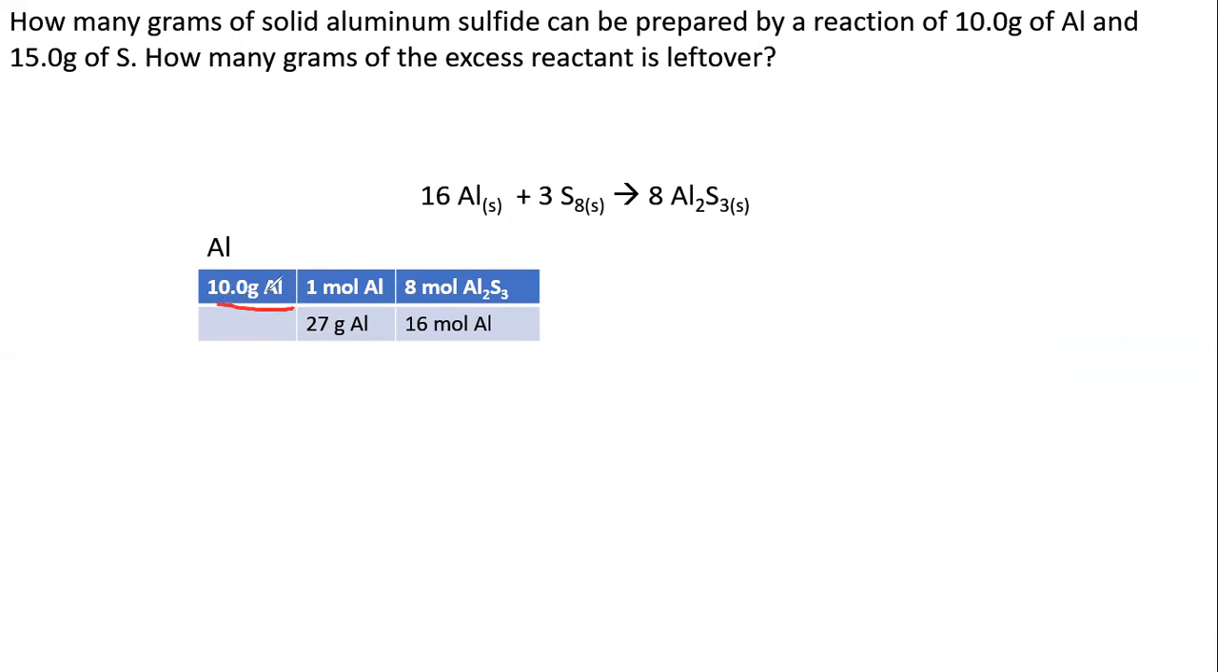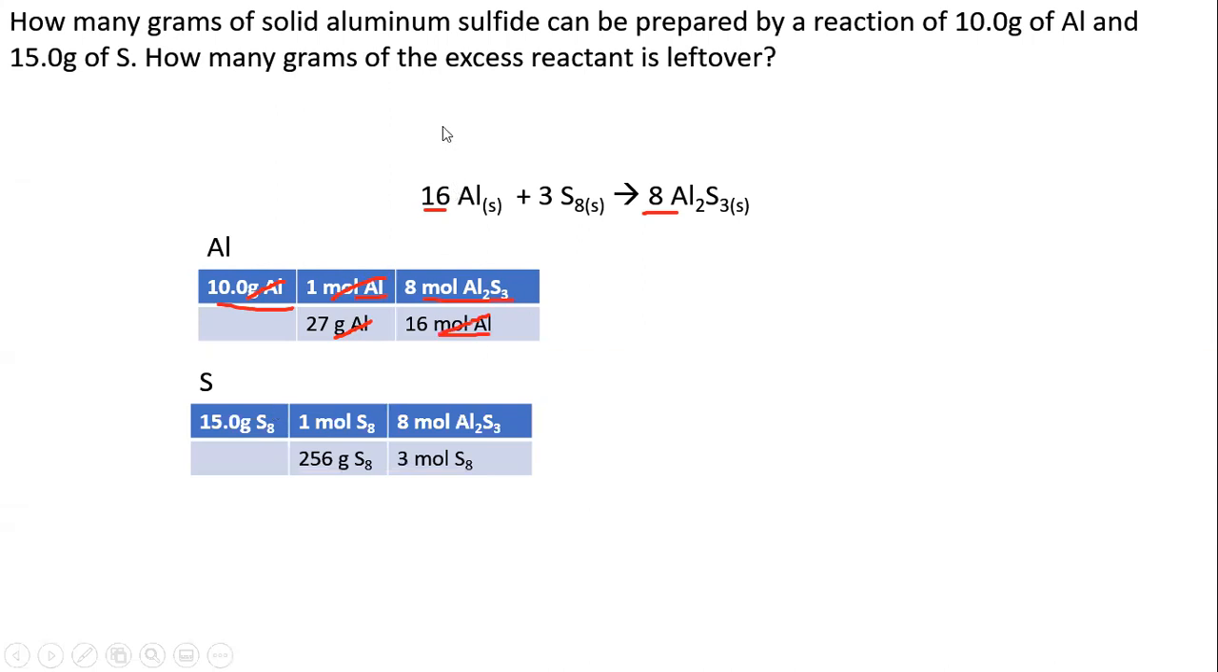Since we're going from grams to moles, we have to divide by the molar mass of aluminum, and we get moles on top. Then using the mole ratio, here we have 16 moles of aluminum, 8 moles of aluminum sulfide. So again, since aluminum is on the left-hand side, the moles of aluminum go on bottom, and the moles of aluminum sulfide go on top. That way the moles of aluminum cancel, and now the only thing we have left is the moles of aluminum sulfide.